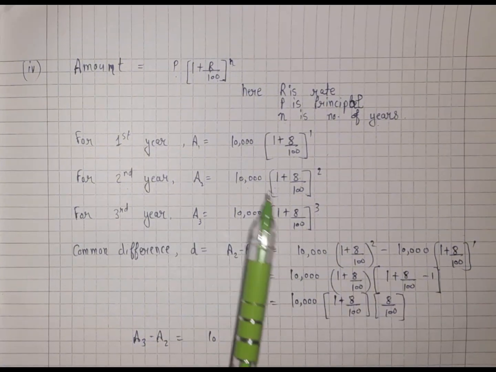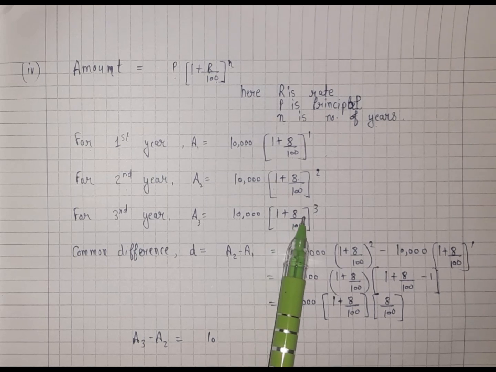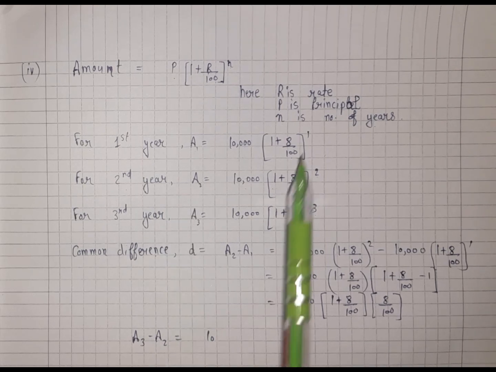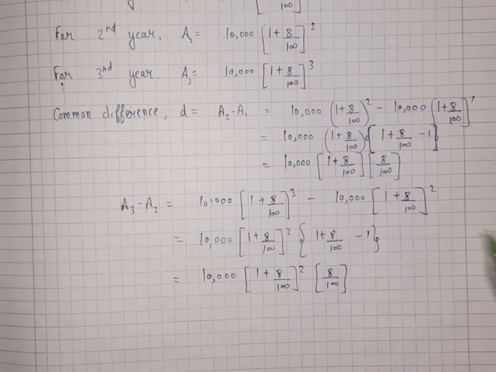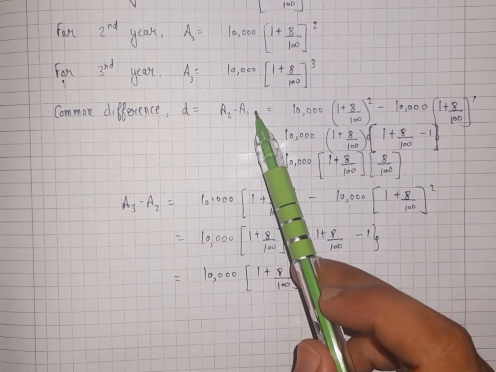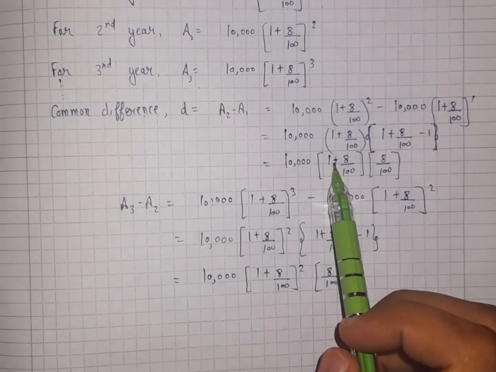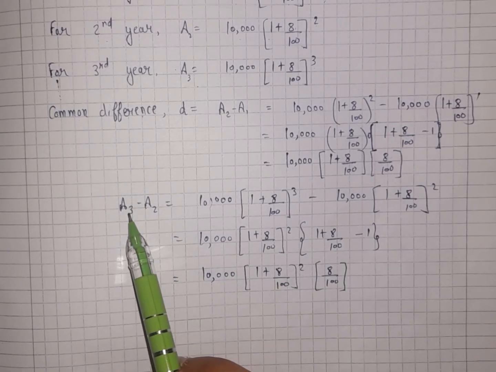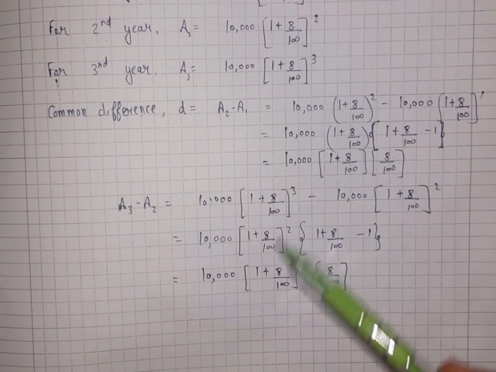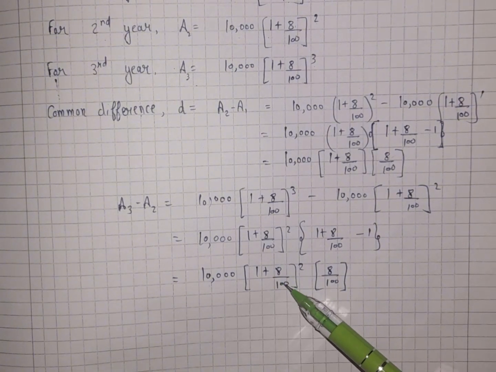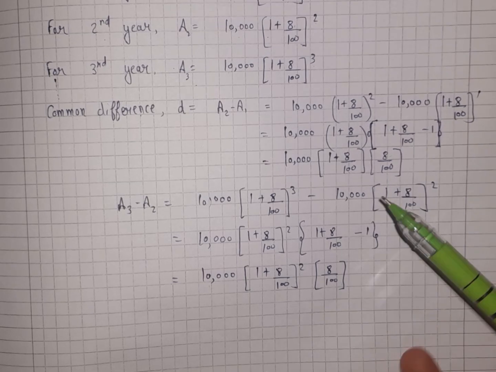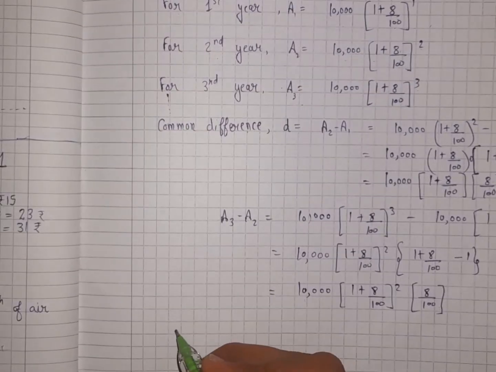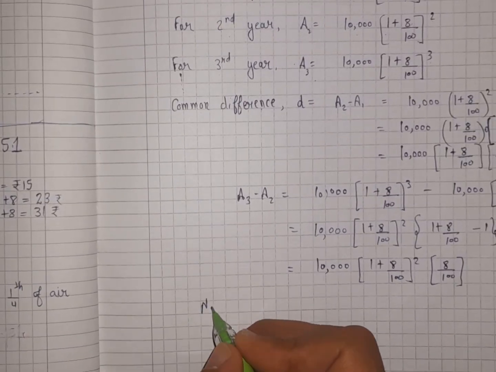Now to check whether it forms an AP or not, find the difference. If the difference between each term is the same, then it forms an AP, otherwise not. Now, the difference between the second and the first term is given as 10,000 into (1 plus 8/100) into 8/100. Whereas the difference between the third and the second term is 10,000 into (1 plus 8/100) square into 8/100. So, the difference is not the same. Since the difference is not the same, the given sequence is not an AP.